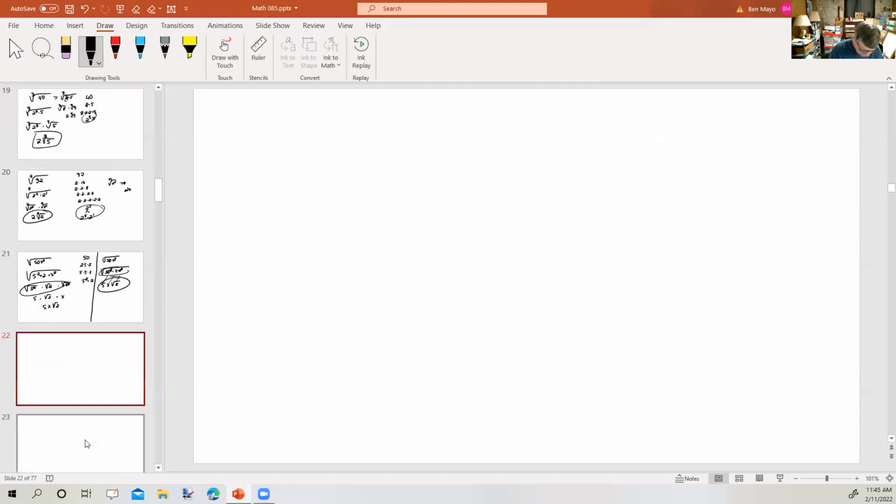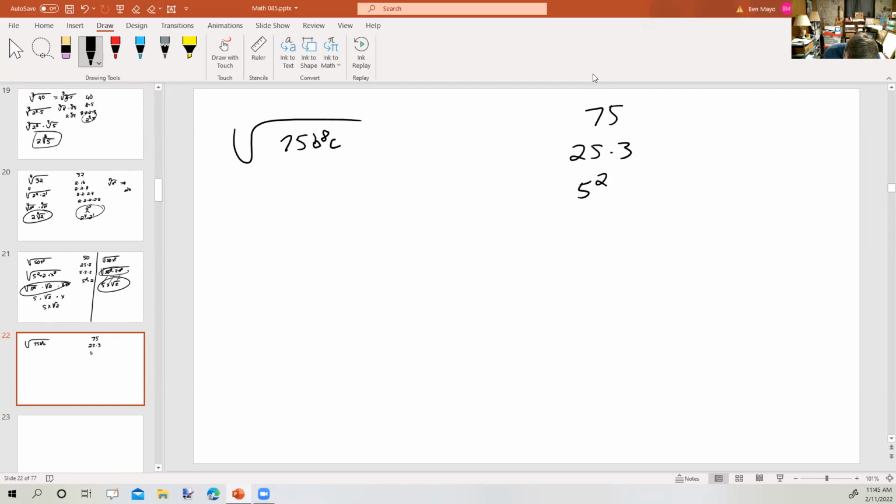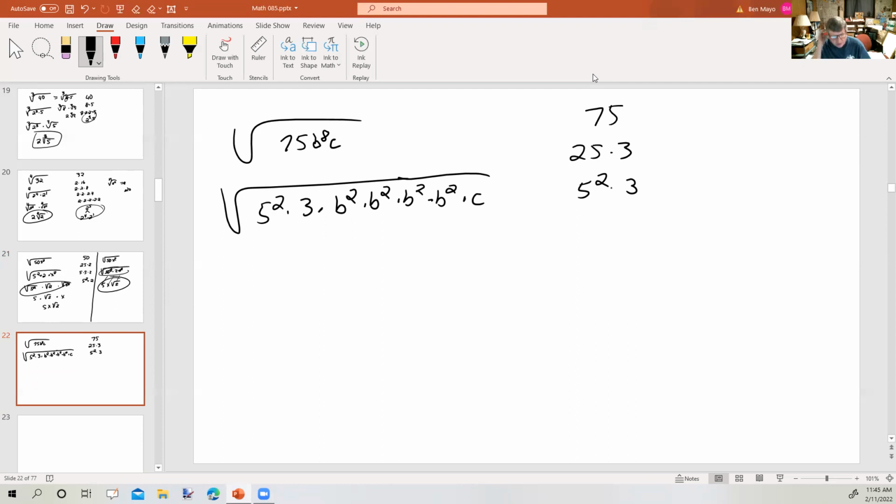Okay, let's see here. The square root of 75, b to the 8th power c. Now, 75 is 25 times 3, which is 5 squared times 3. So I've got 5 squared times 3. Oh, b to the 8th is b squared times b squared times b squared times b squared, and then times c. Okay, don't panic. I'm going to shortcut this in a minute, but I want to do it the long way first.